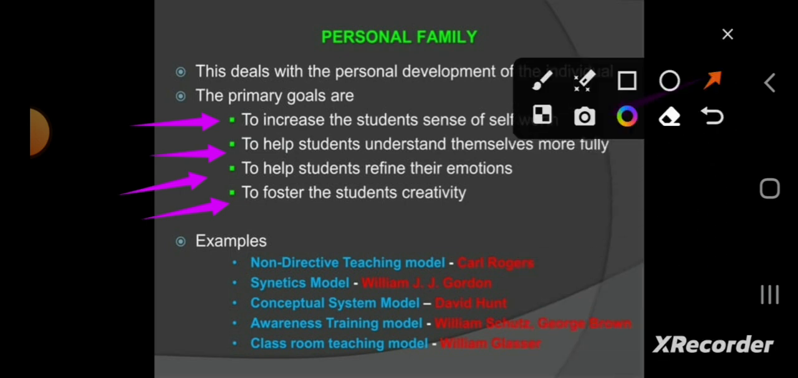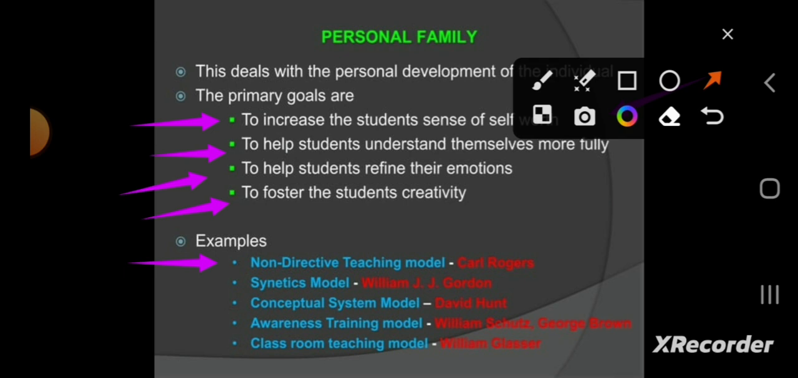Non directive teaching model, Carl Rogers. This approach emphasizes creating a supportive and empathetic learning environment where students are encouraged to explore their own thoughts and feelings. Personal development goals. It helps increase self worth by fostering a sense of acceptance and understanding. Students gain a deeper understanding of themselves and their emotions through self directed exploration.